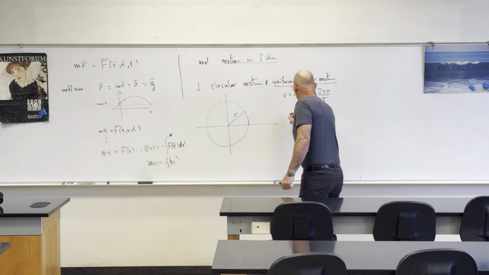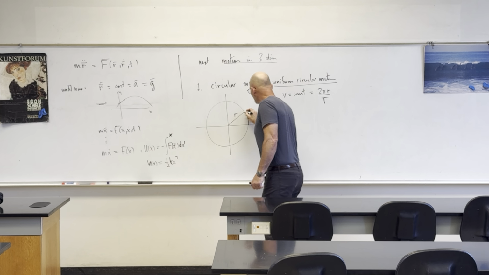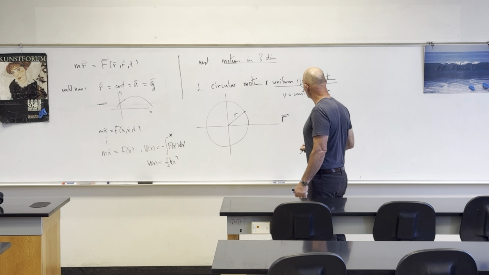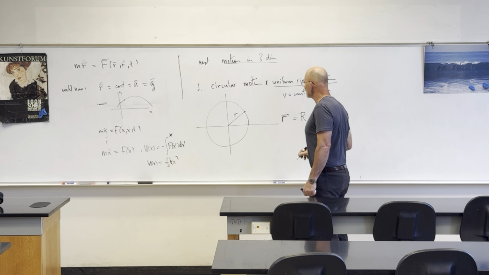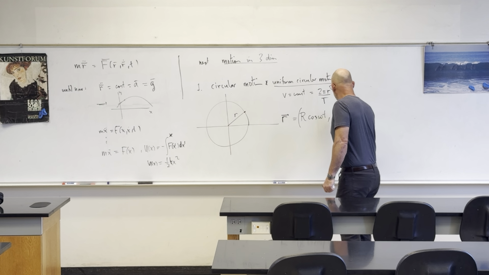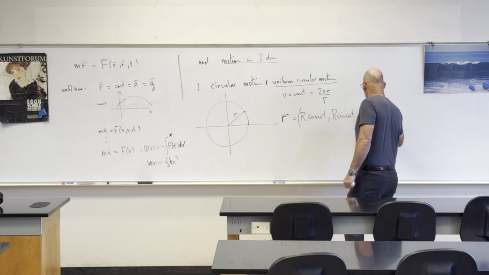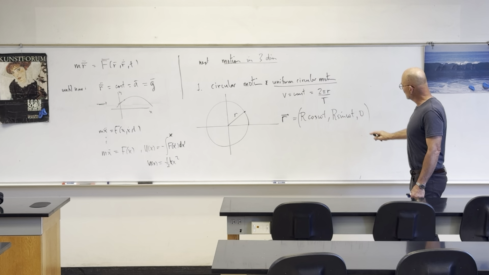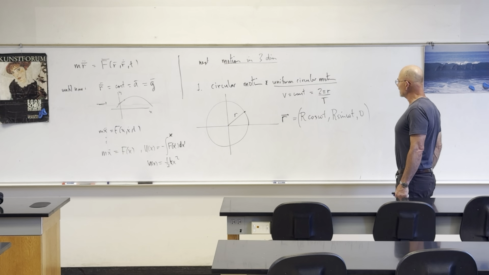If you want to describe this position vector as a function of time, we can have, I'll go ahead and put a capital R for us now. R cos omega t, R sin omega t, 0. And we'll just drop the 3rd dimension since we know we're in the plane. Okay. But what's this omega here?